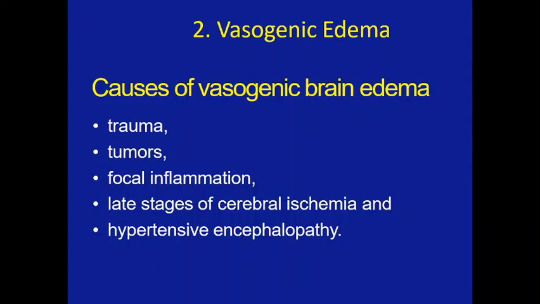The next type of cerebral edema is vasogenic edema. Vasogenic edema is the most common case of cerebral edema. Causes of vasogenic edema are trauma, tumors, focal inflammation, late stages of cerebral ischemia, and hypertensive encephalopathy.